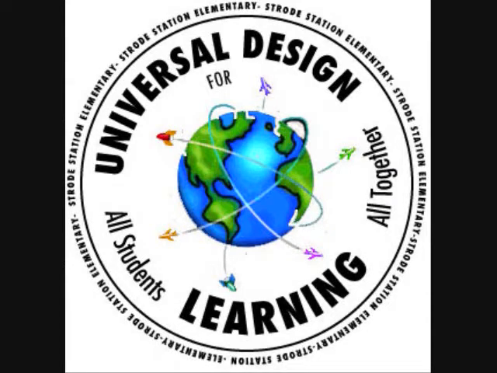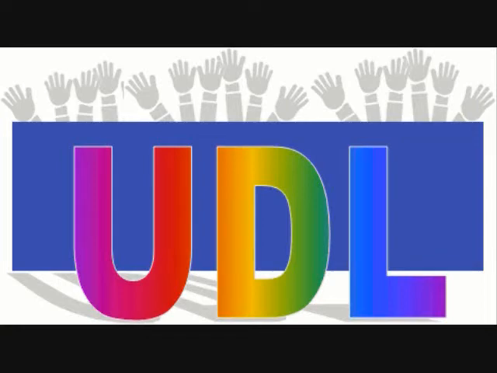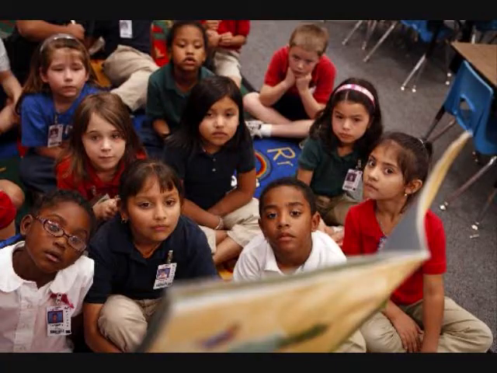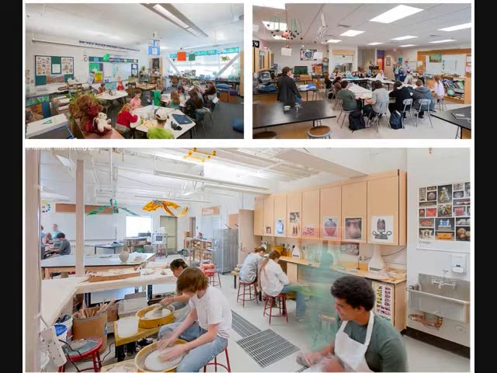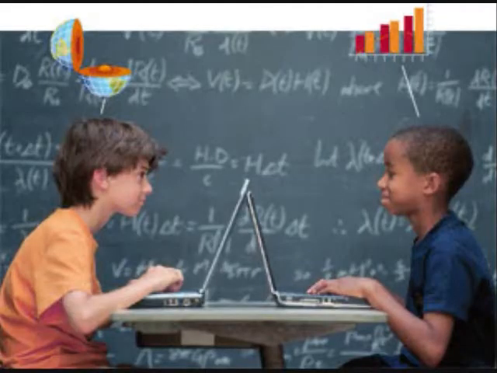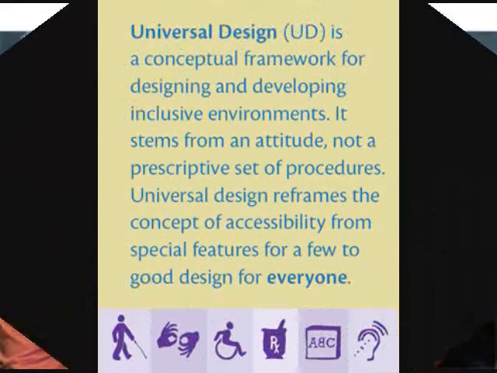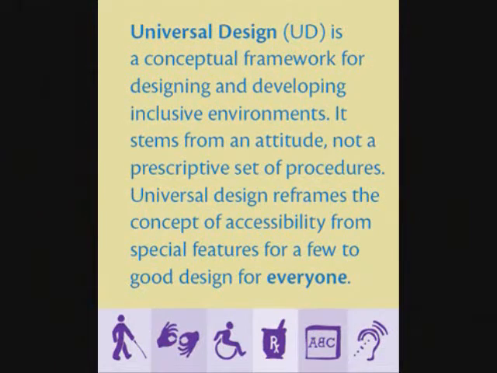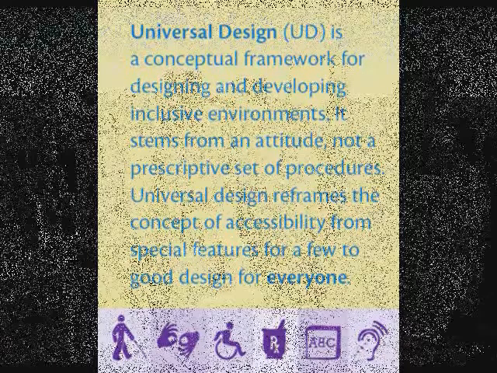Universal Design for Learning, or otherwise referred to as UDL, provides learning opportunities for all types of learners, not just some. UDL is defined as an educational framework that guides the development of flexible learning environments that can accommodate individual learning differences. UDL was inspired by the Universal Design movement in architecture and product development.